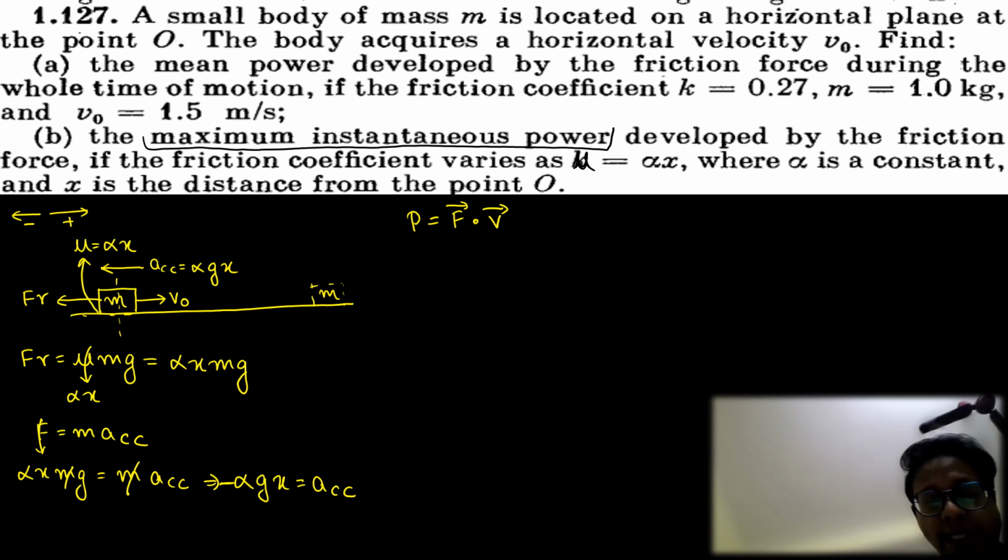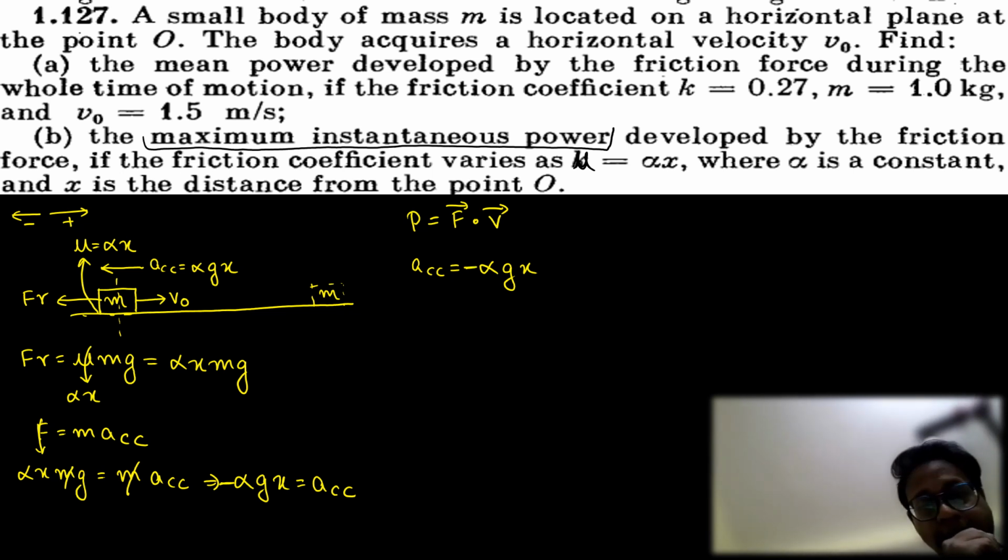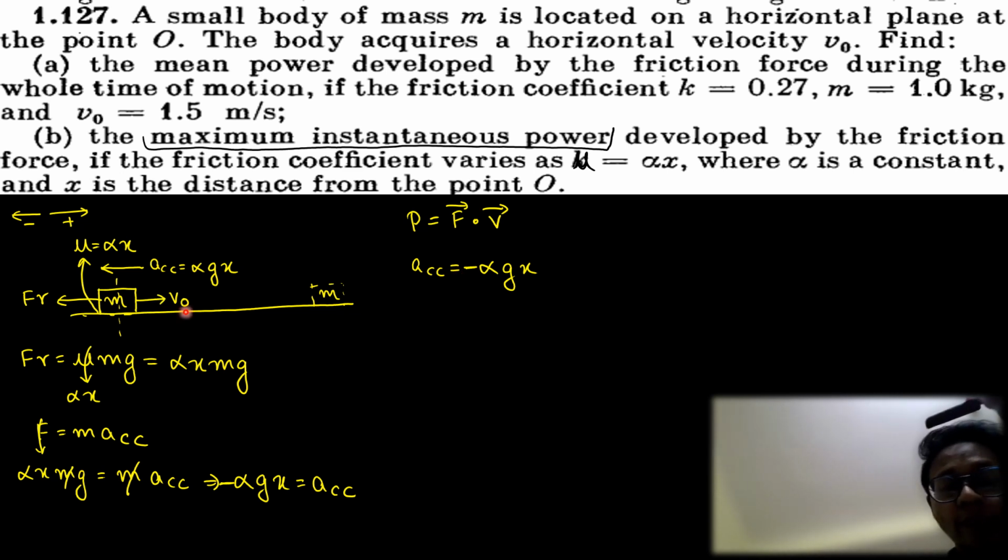Can I use v dv by dx? Acceleration was equal to alpha gx, or deceleration is equal to minus alpha gx. The minus came because velocity and acceleration are in opposite directions, so you have to use the coordinate system out here. Now can I use v dv by dx equal to minus alpha gx, because acceleration can also be written as v dv by dx.